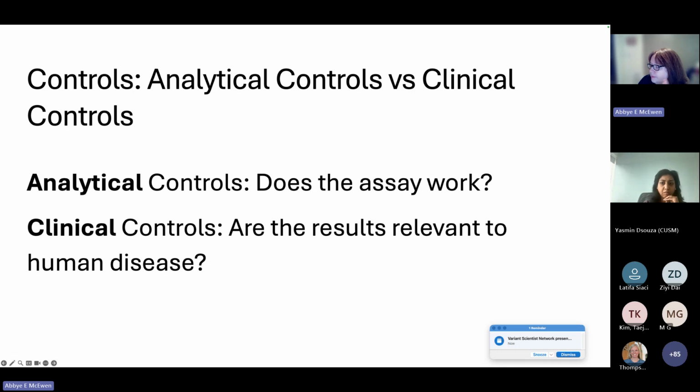Before talking about building a control data set, I wanted to revisit a couple of terminology points here. I like to think of controls as both analytical controls and clinical controls. This is my pathology brain speaking here. So the analytical controls tell us, does this assay work? Is it separating normal from abnormal? And then the clinical controls are saying, how predictive are these results of being related to human disease? So you really need to do both when you're assessing MAVE's performance.